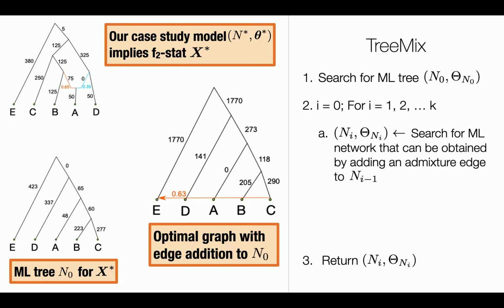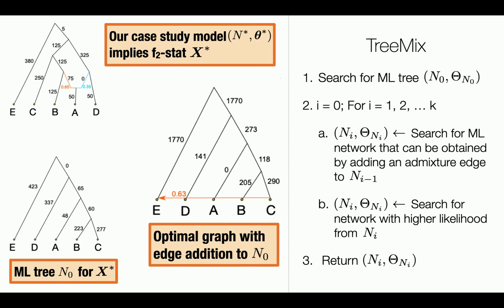And notably, the starting tree N0 cannot be transformed into N star with an edge addition because the starting tree is not one of the base trees of N star. So there are 2 base trees for N star. One has A and B as siblings if we go up the orange admixture edge, and the other has A and D as siblings if we go up the blue admixture edge.